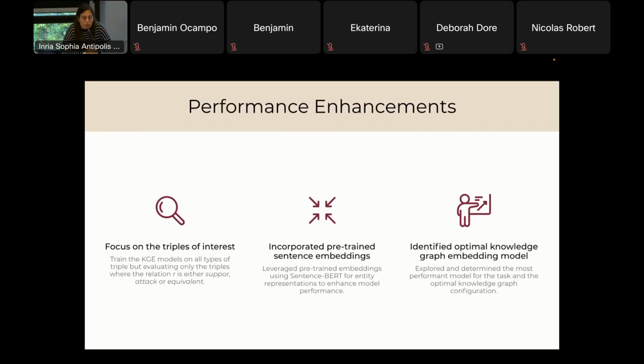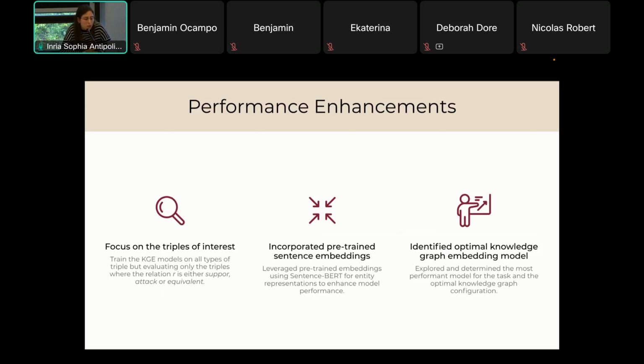First, our first benchmark included the training and evaluation of all kinds of triples, but we were only interested in some particular triples, which were the ones where the relation was either support, attack, or equivalence. Therefore, we focused on these triples during the second benchmark. In other words, we continued training on all types of triples, but we only evaluated the ones of interest.